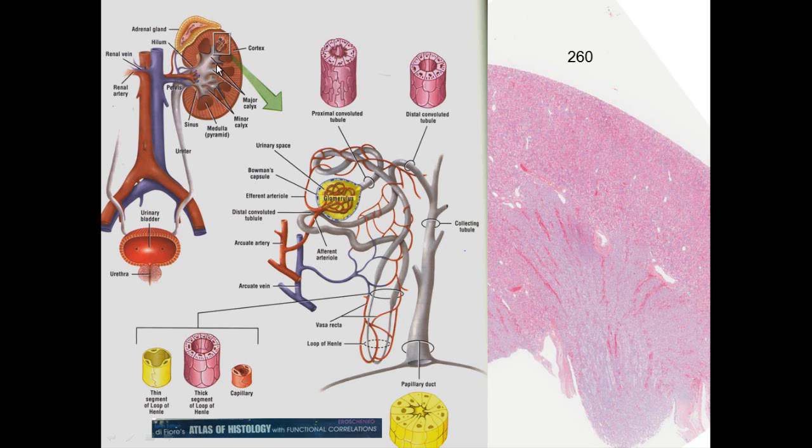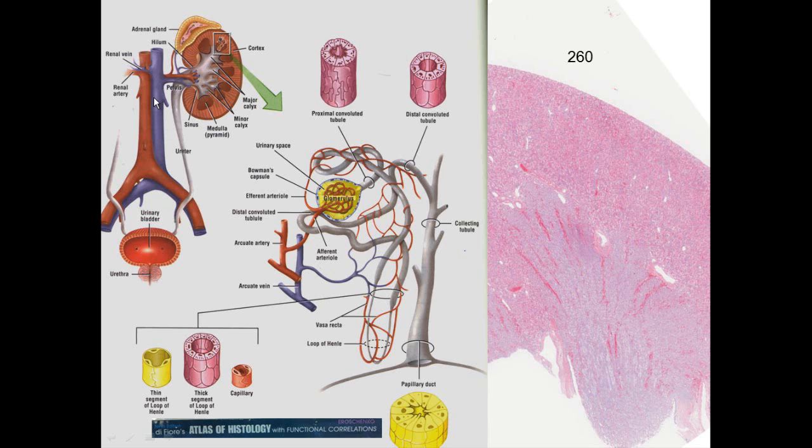We have a minor calyx and a major calyx, which ultimately goes to the renal pelvis, that goes to the ureter, and from there it goes to the urinary bladder, and then in the case of a male, the urethra will come through the prostate.